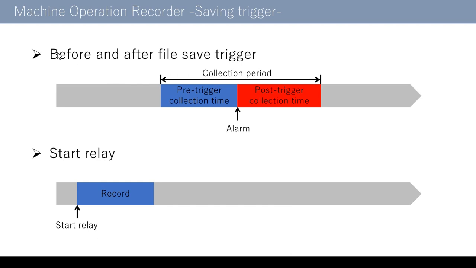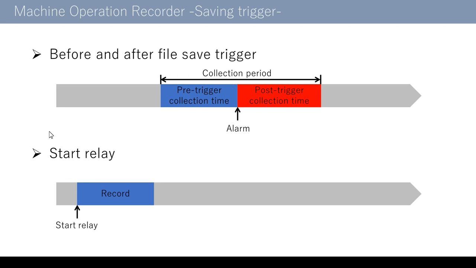In this case, use a trigger called before and after file save trigger. You can save the operation records before and after the alarm occurrence. It is available by setting the save trigger for the alarm occurrence. You can also save the data before the alarm occurrence, allowing you to analyze the cause of the alarm. Another one is the stop without alarm.